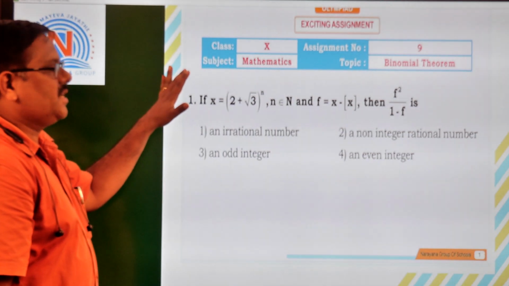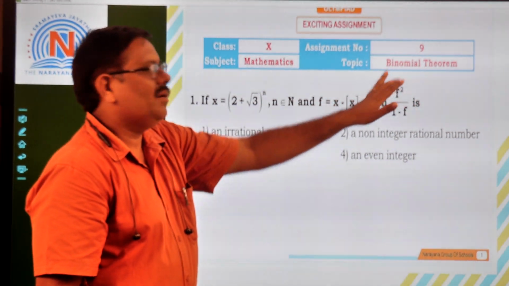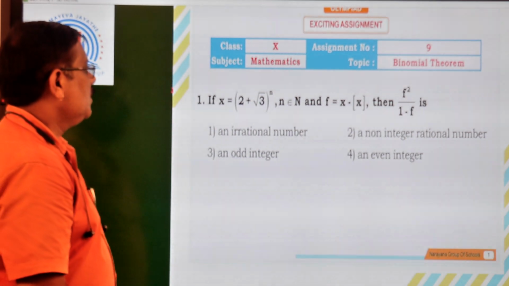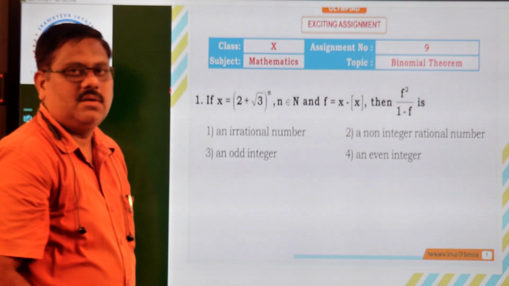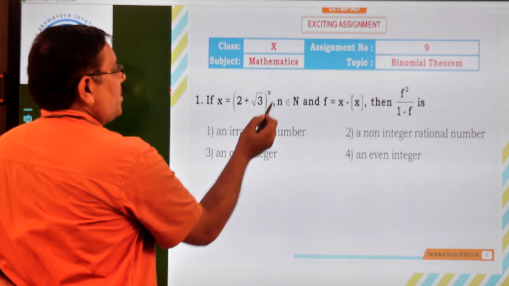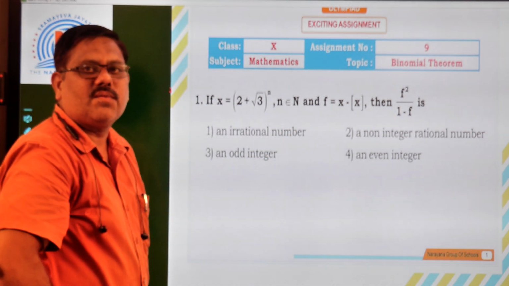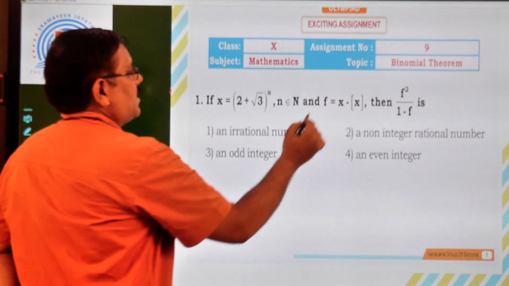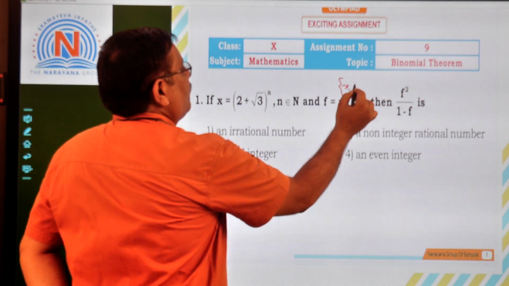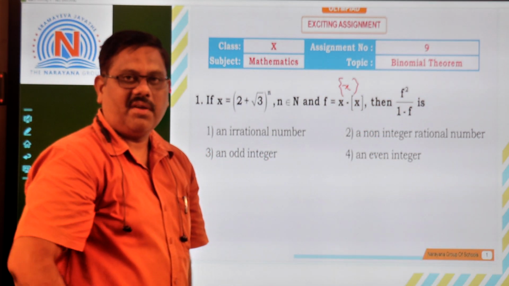Today for class 10 students we are going to discuss assignment 9 on binomial theorem. Now let us see the first question. The first question is: if x is equal to (2 + √3)^n, where n is a natural number, and f is equal to x minus [x], that is otherwise said to be the fractional part of x, then f squared by 1 minus f is.